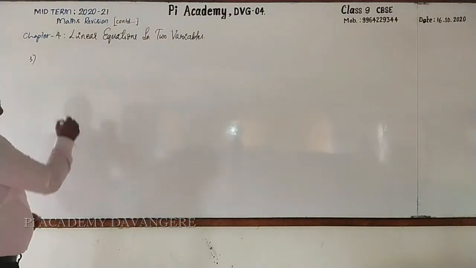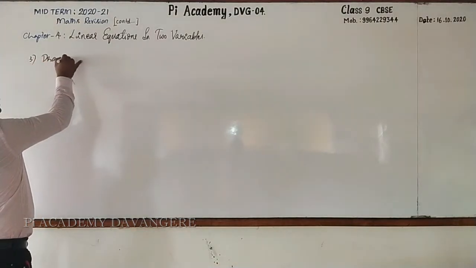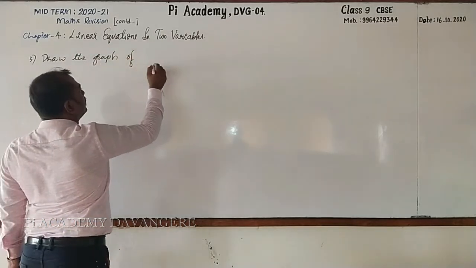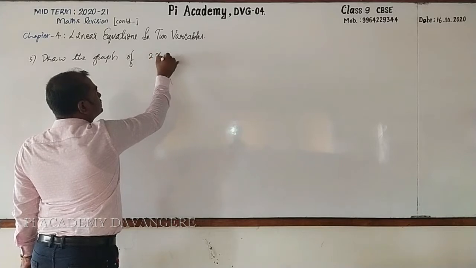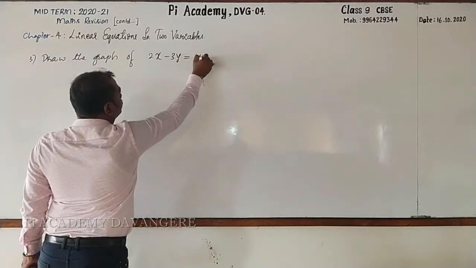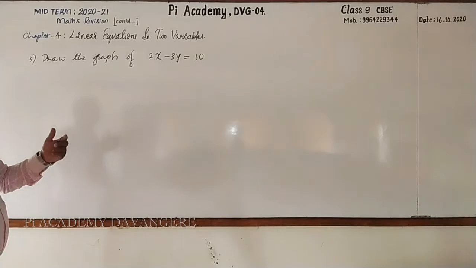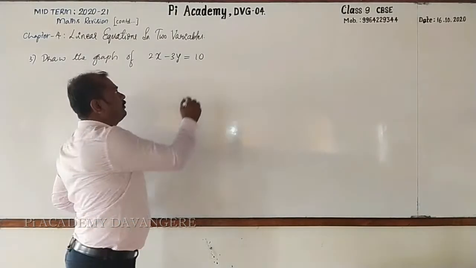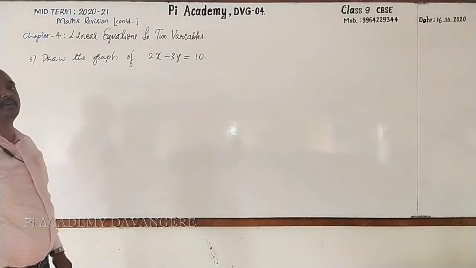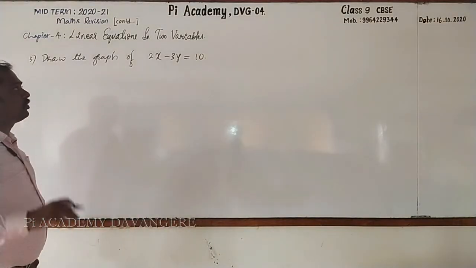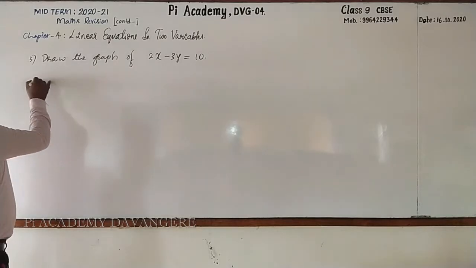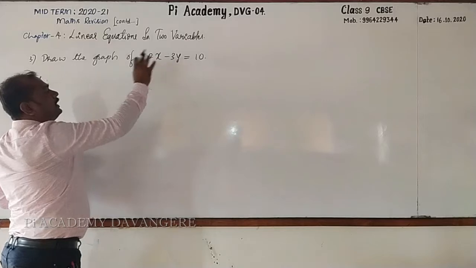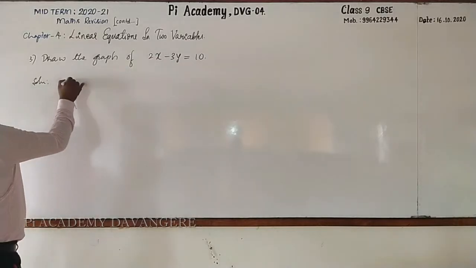In the third one, the question is like this. Draw the graph of, you can also write with me, graph of 2x minus 3y equal to 10. Then how do you go for drawing the graph? We know that before going to draw the graph, first we find out coordinates of a point. Coordinates. First, write the given equation and solve for y.